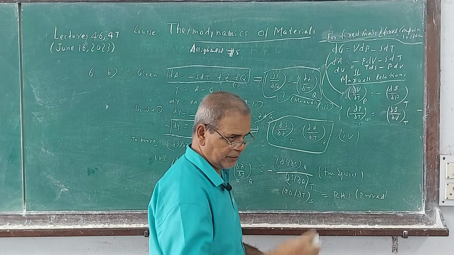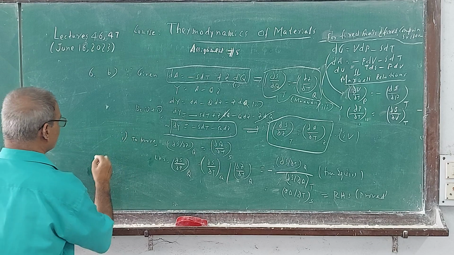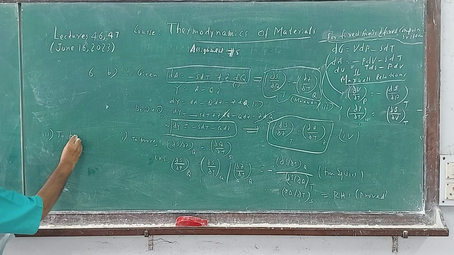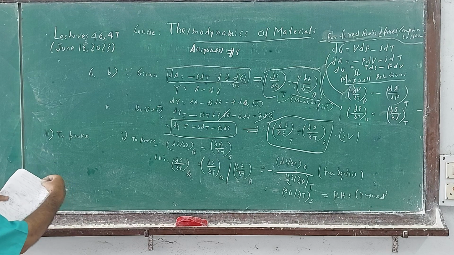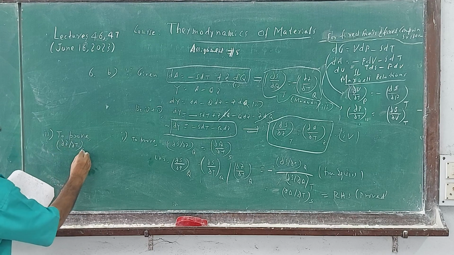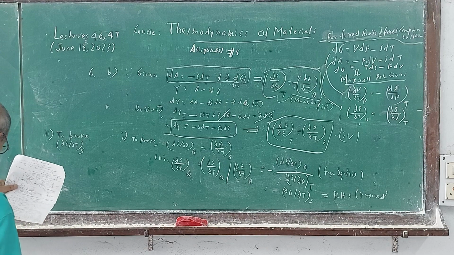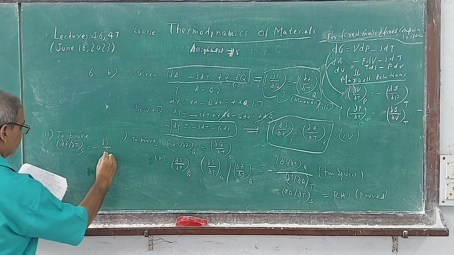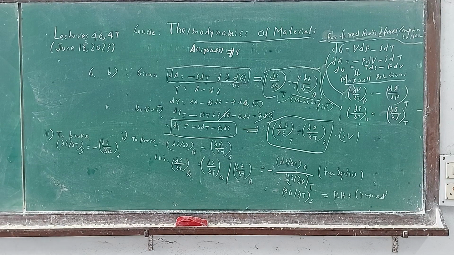So there is only one left. This is to prove, part B, number 2. I'm writing here 2. To prove another one, another try. Last one. Tell me what is to be proved: del S del Z by del T at constant entropy, minus del S by del Q at constant Z. Let us not take risk. Let us see quickly.